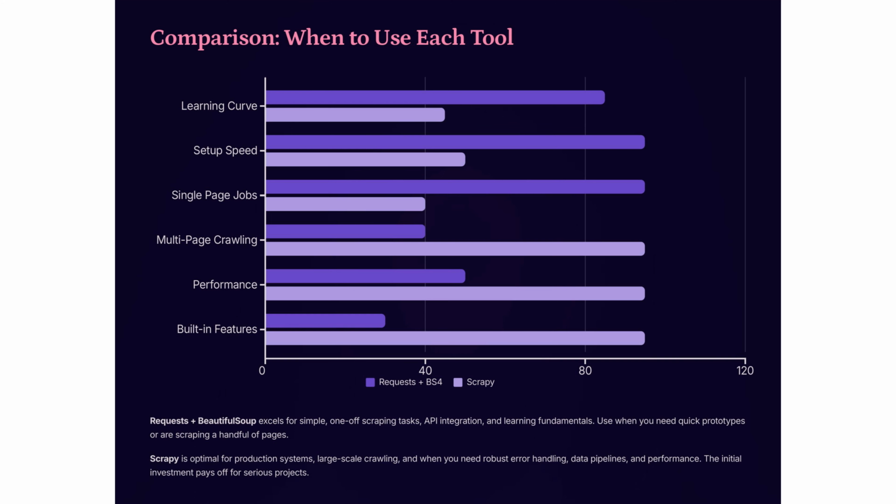Requests plus Beautiful Soup is ideal for simple, quick tasks and learning basics, excelling in API integration and small-scale scraping. Scrapy, however, is suited for large-scale, production-level projects, offering robust error handling, data pipelines, and superior performance. Choose based on project scale and complexity.